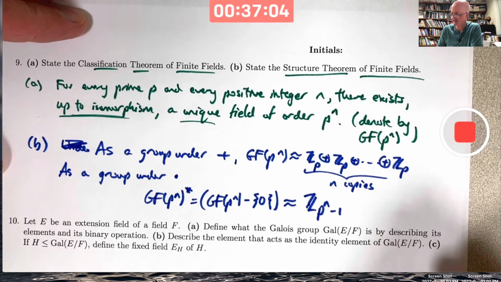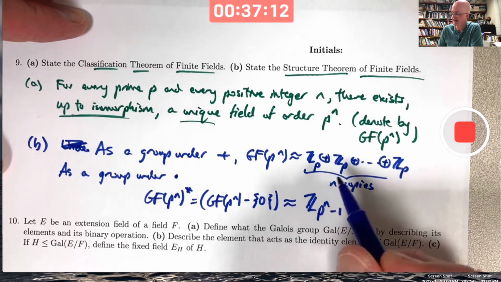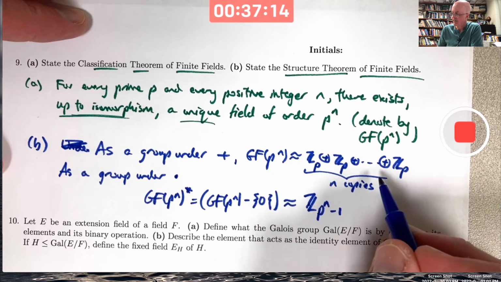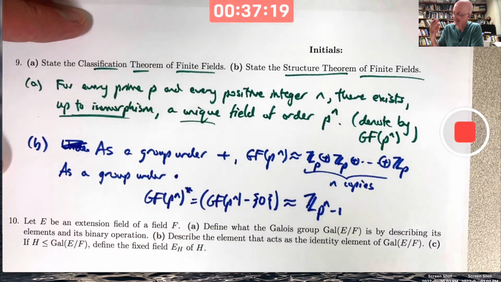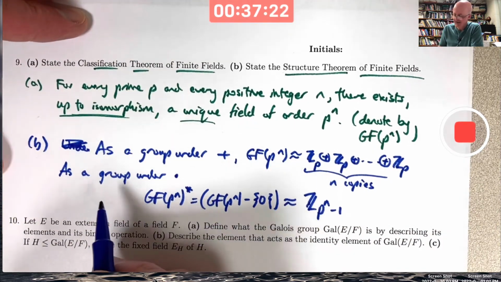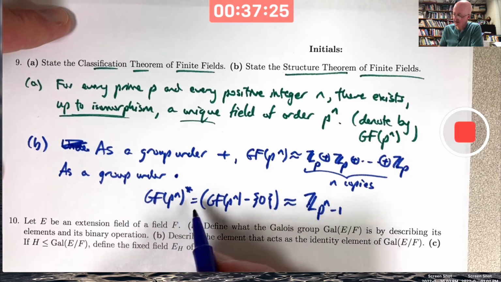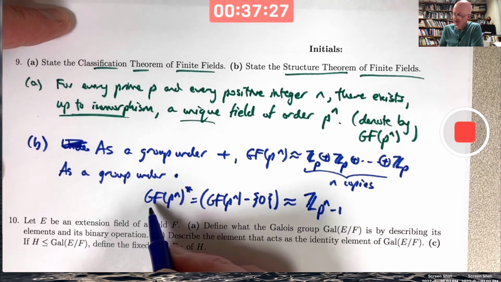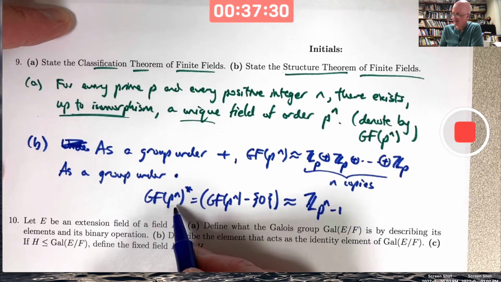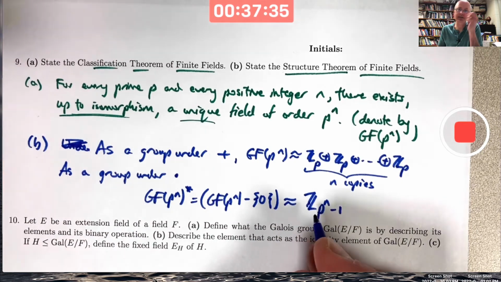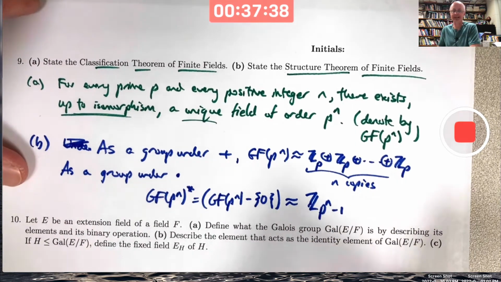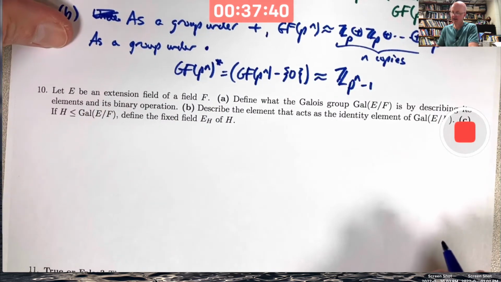So for example, if p is 3 and n is 4, 3 to the 4th is 81. Galois field of order 81 is isomorphic to 4 copies of Z3 being producted with each other. Made up a word there. As a group under multiplication, the Galois field of order 81, meaning take away 0, is going to have 80 elements, will be isomorphic to Z sub 80. As a group under multiplication, it'll be cyclic. Okay, that's what that theorem says.